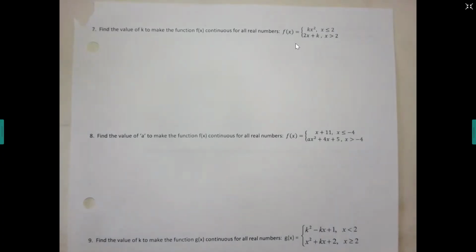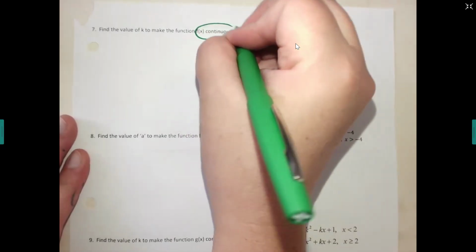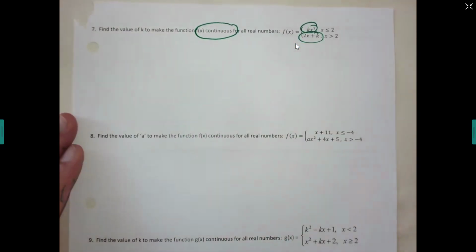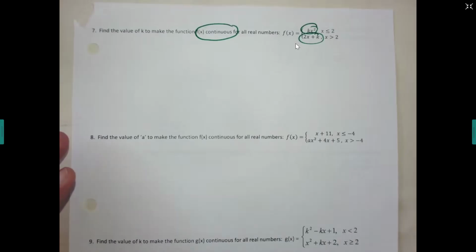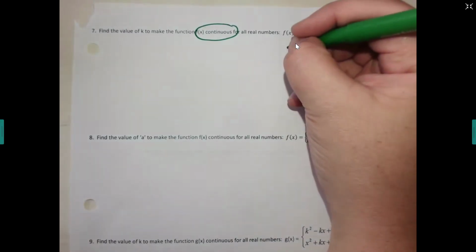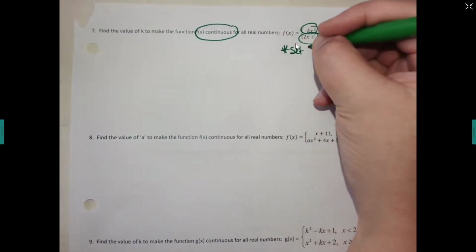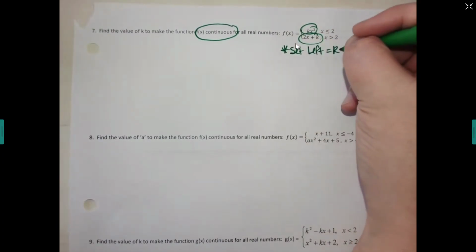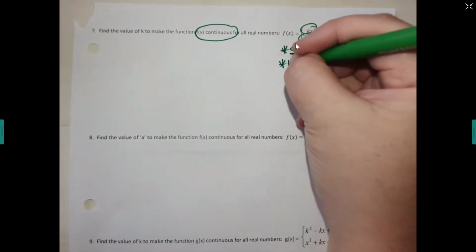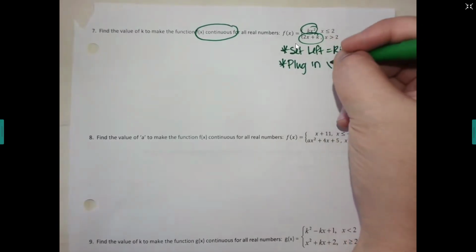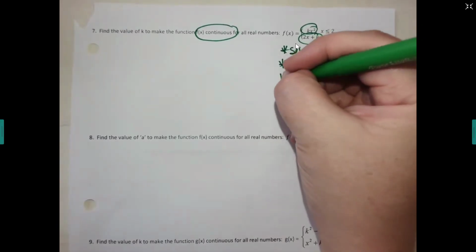It says find the value of k. So notice we have an unknown number in our equation. That's going to make it be continuous. Well, remember, in order for it to be continuous, the left and right sides have to be the same. So essentially, you're going to just take those two pieces, set them equal at the number that they have to be equal at, which would be in this case 2. Very good. So I'm going to put little steps here. Set left equal to right. Plug in breakpoint. And then solve.